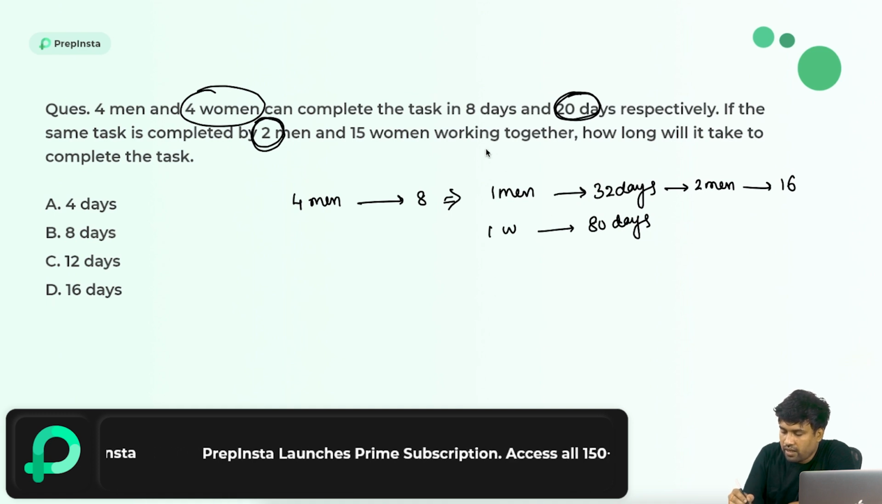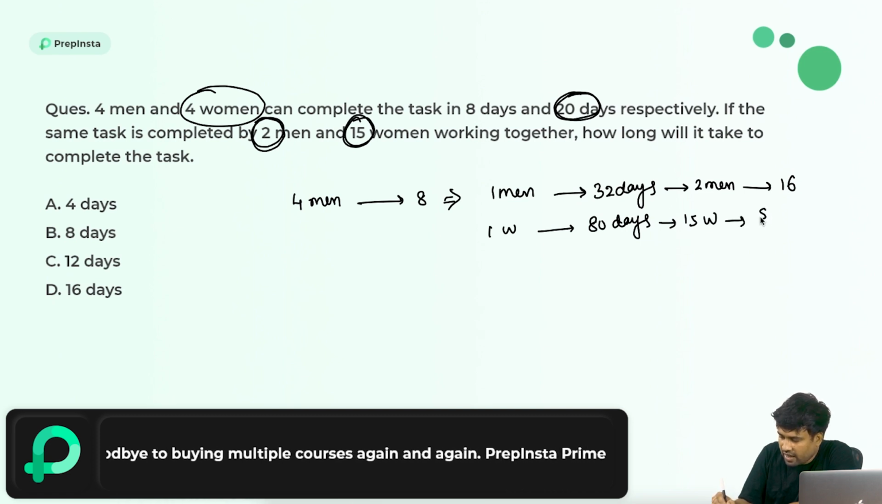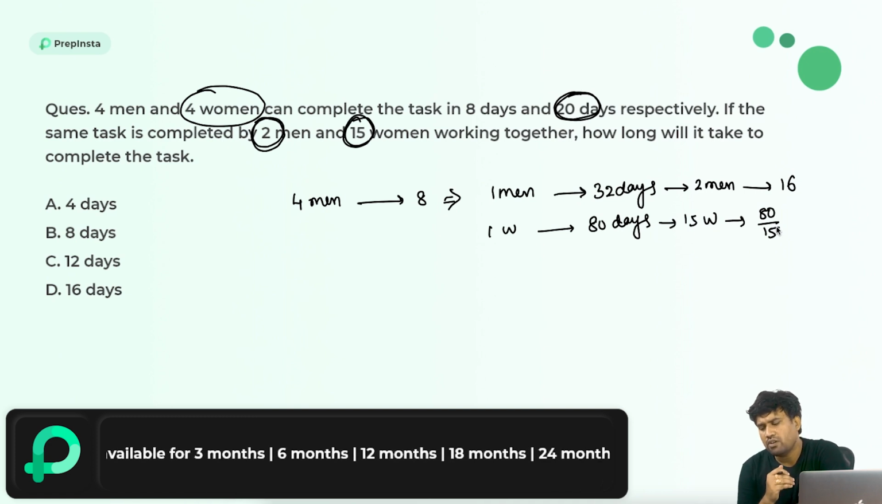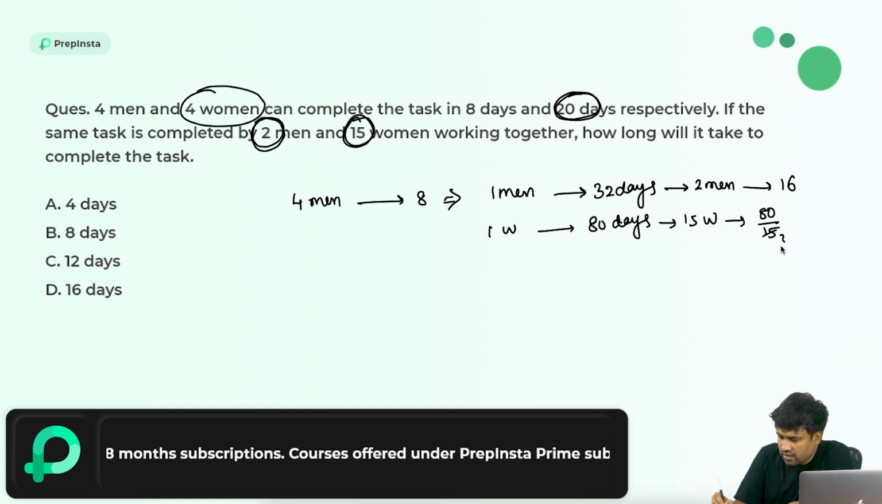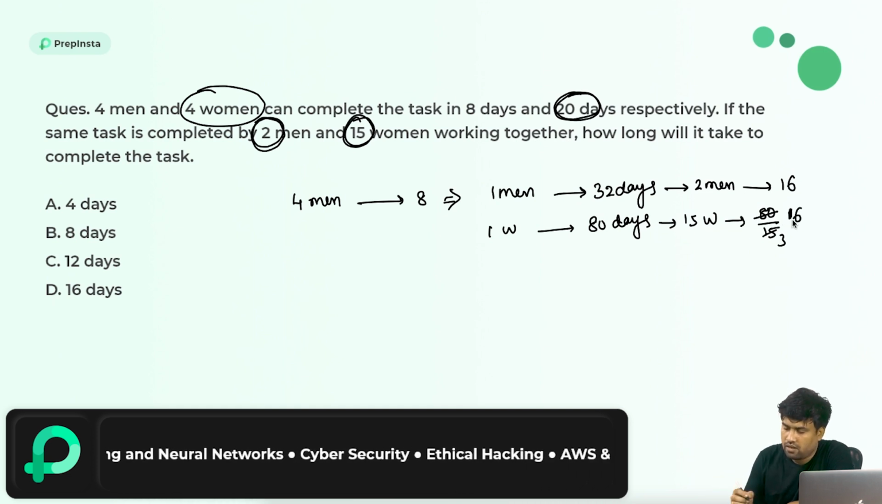And next, 1 woman, here they have taken 15 women. So 15 women will complete the task in 80 by 15. Simple. So time taken divided by number of people will give you the number of days taken. So 5 will cancel this 3 times, 5 will cancel this 1 time, remainder is 16 by 3.